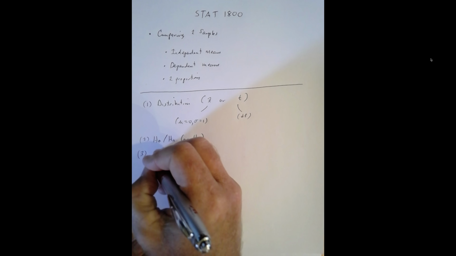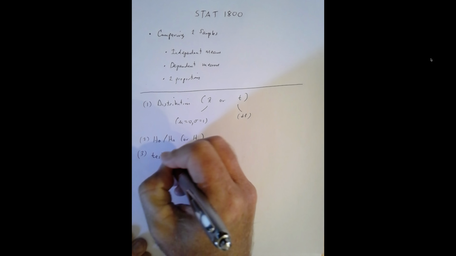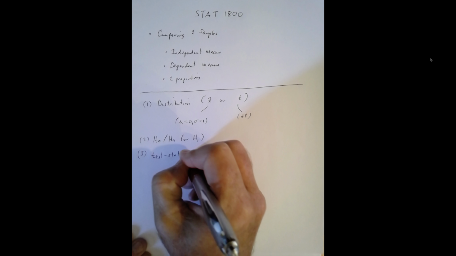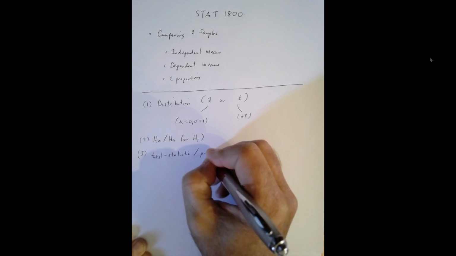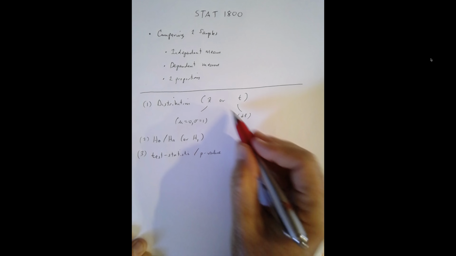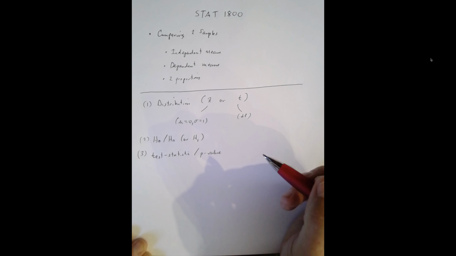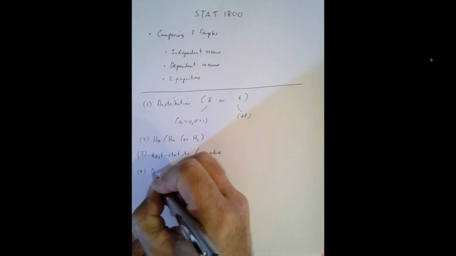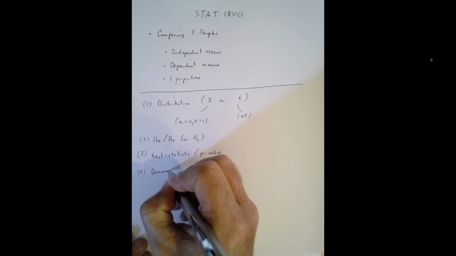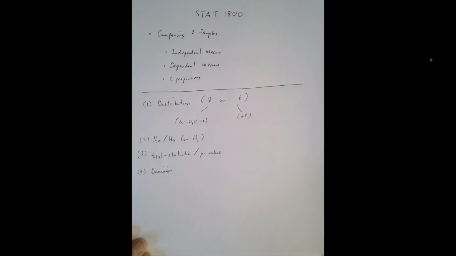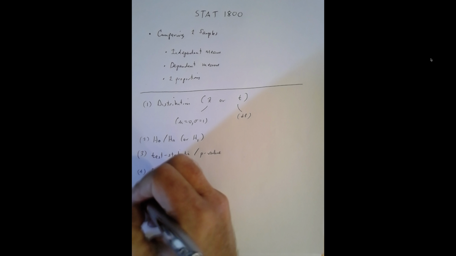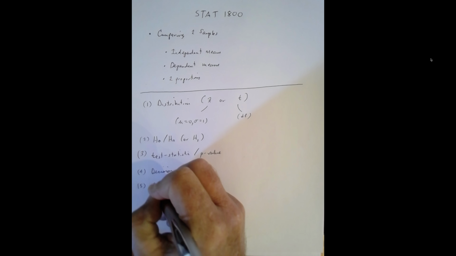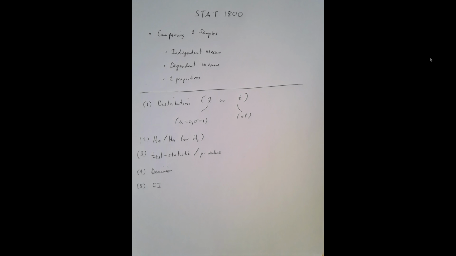The next thing we do is calculate the test statistic, and we calculate the p-value based on the distribution that we know we're using to model the problem. The final thing we do is make our decision, reject or fail to reject the null. And then finally, we usually want to calculate a confidence interval.